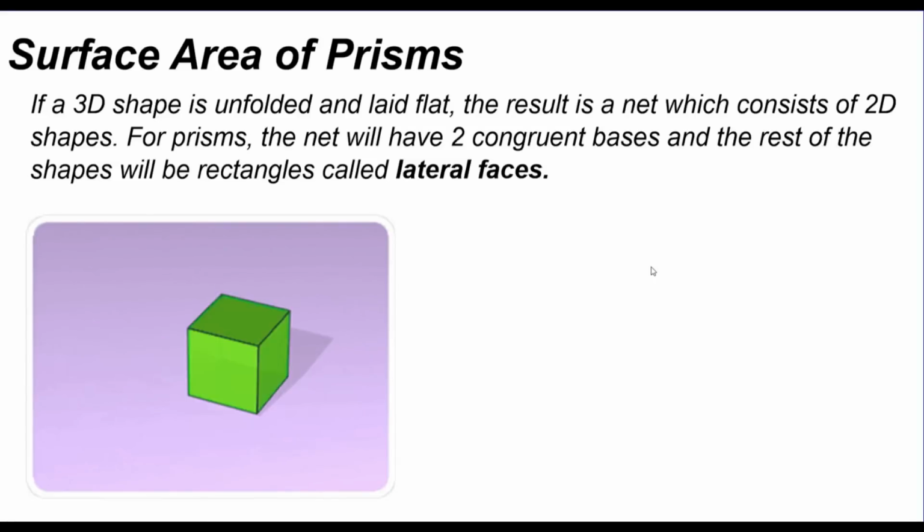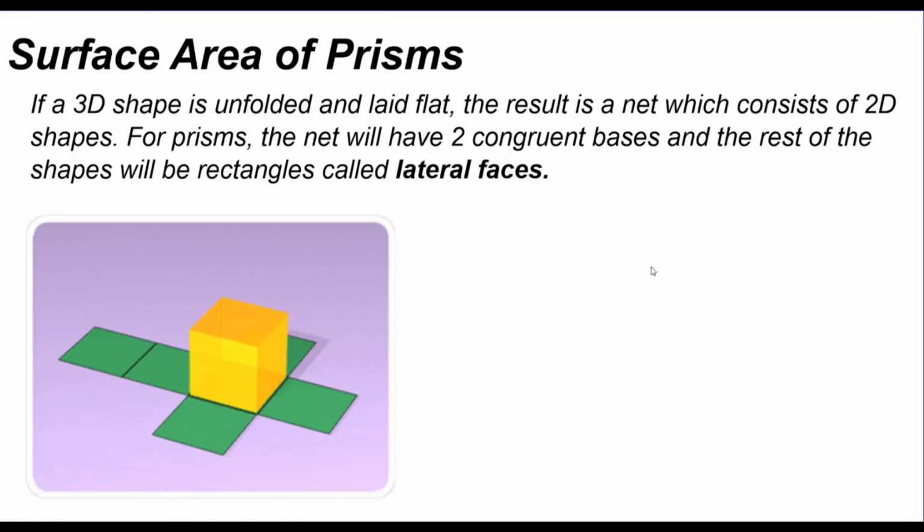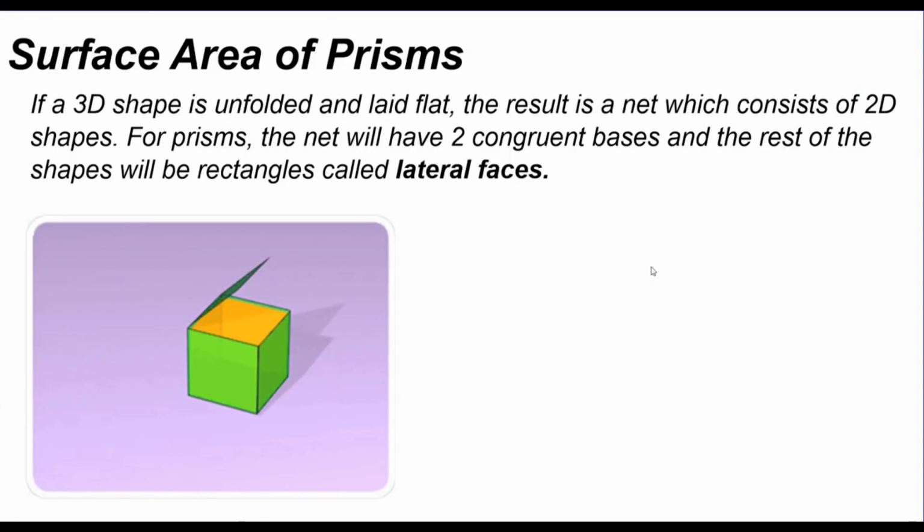Okay, in this video, we're going to shift gears from volume to surface area, and specifically surface area of prisms. So if you imagine a 3D shape is unfolded and laid flat, like I have in the animation here, the result is something called a net, which is like a blueprint for a 3D object. So it's a flat 2D representation of our 3D shape.